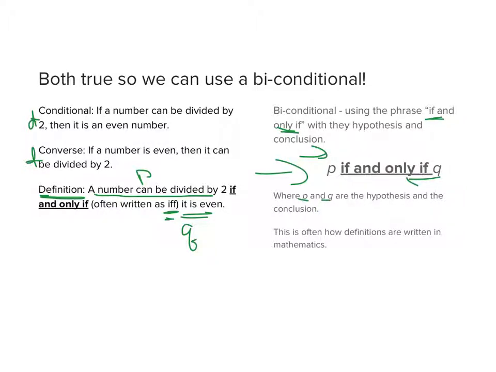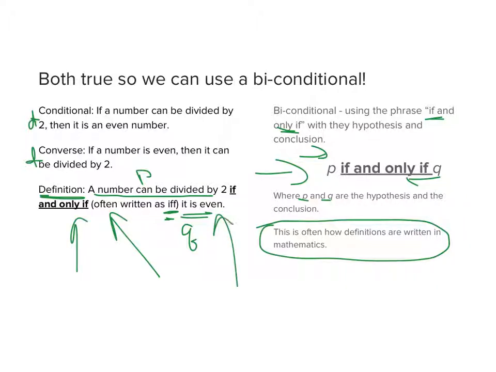P and Q are my hypothesis and my conclusion. You should be familiar with that. And in mathematics, this is often how we write definitions. So if I take a look, a definition: a number can be divided by 2 if and only if it is even. That is a statement that is true both forwards and backwards. So therefore, you can make it a definition using a biconditional.